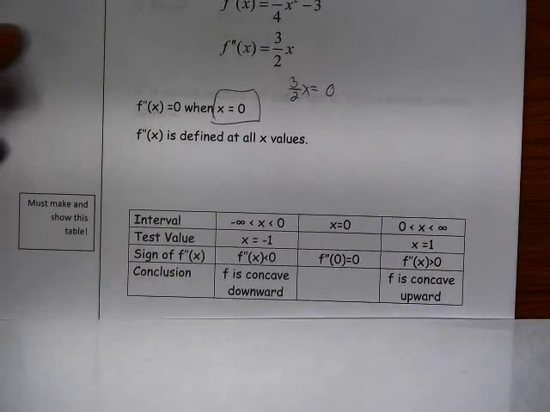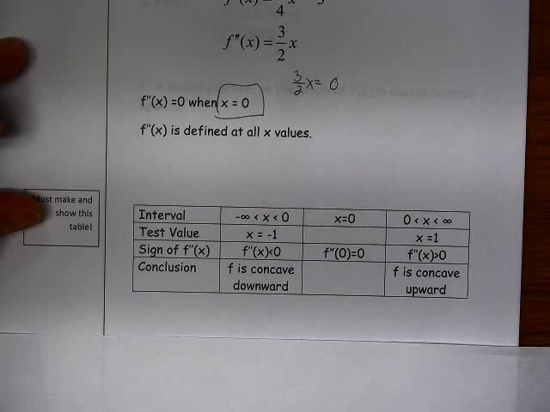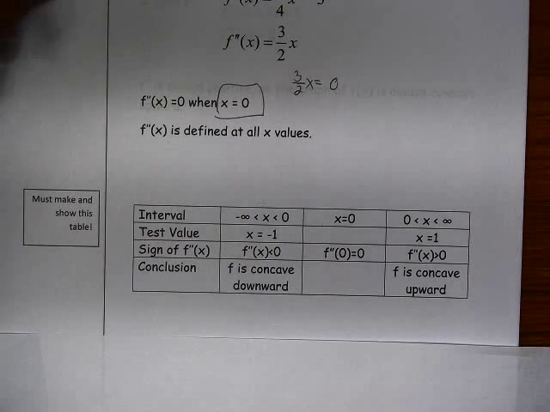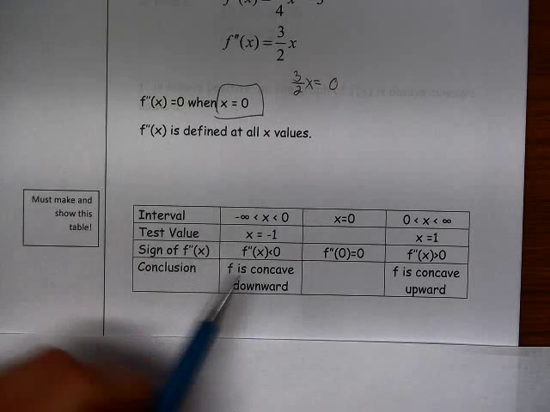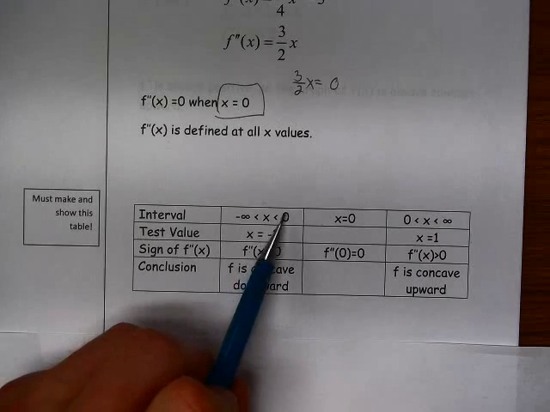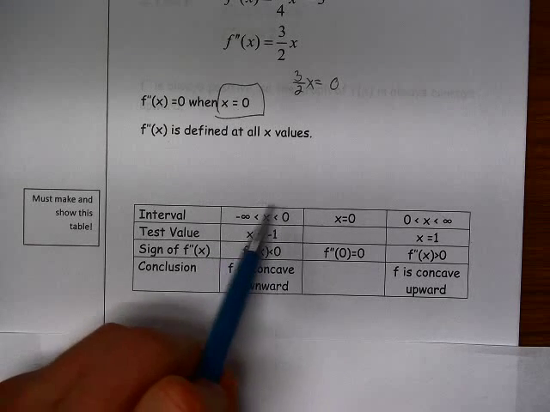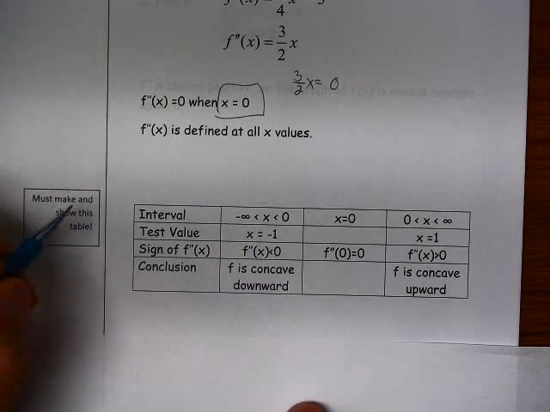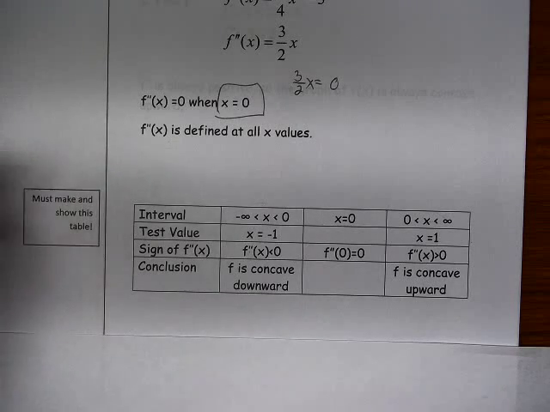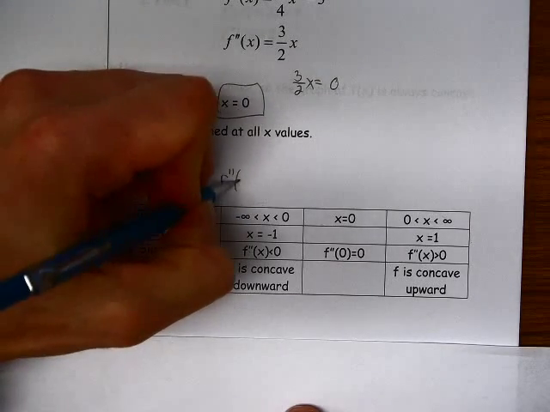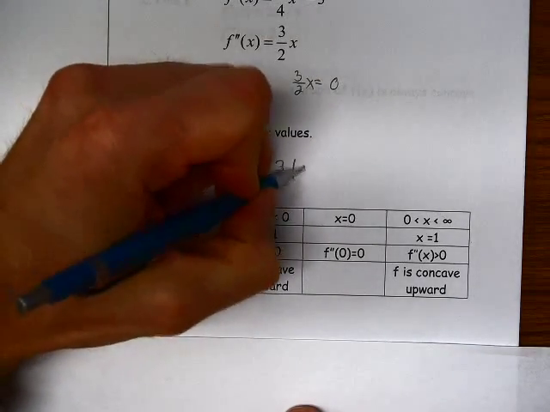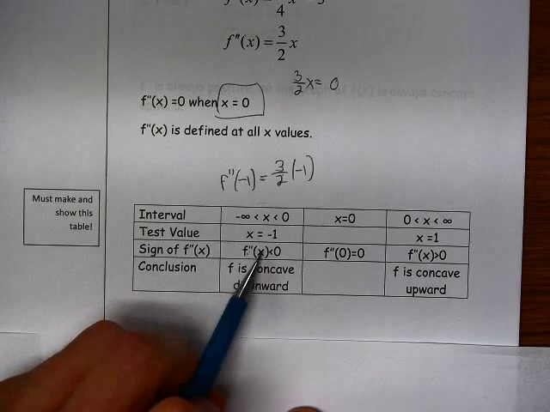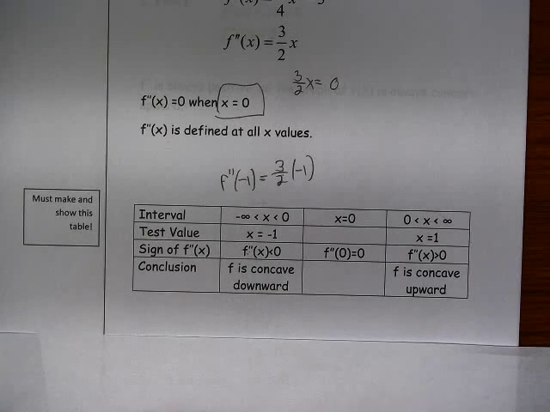And we have the same type of chart that we made using the first derivative, but this time we're using the second derivative. So I choose a test value here. I'm going to try to choose an easy one. Test value is -1 that I chose, because I thought that would be easy. So f double prime of -1, I just plug that into 3/2 times -1. I can see that that's negative, so f double prime is less than 0. The conclusion is f is concave downward.